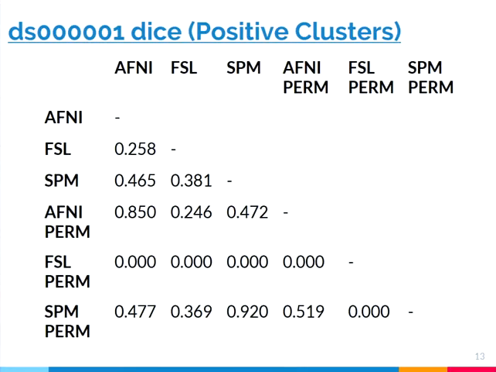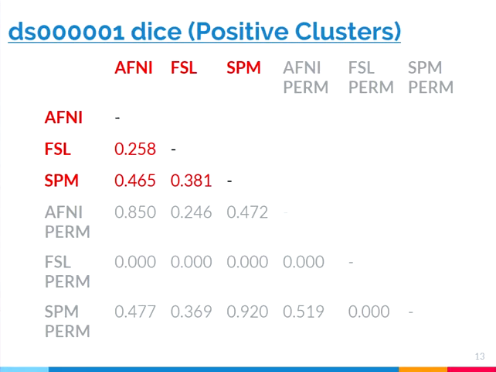So for the rest of this talk, I'm only going to look at the first study we've replicated. And here I'm showing the Dice coefficients for the positive activation clusters. And immediately I want to draw your attention to the top left-hand side of this slide. So this is comparisons across software for the parametric inference models we've used. And what's striking here is that the highest Dice coefficient we found is 46.5%.